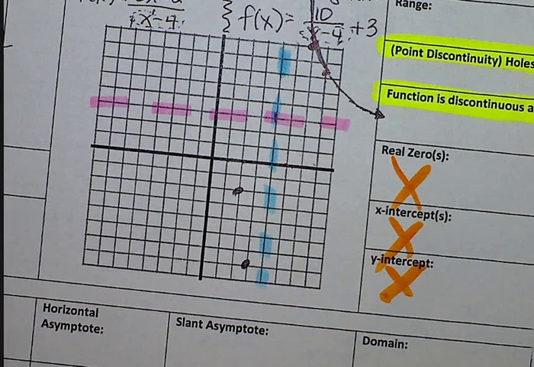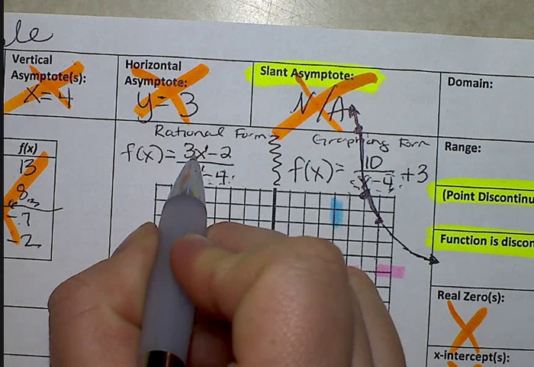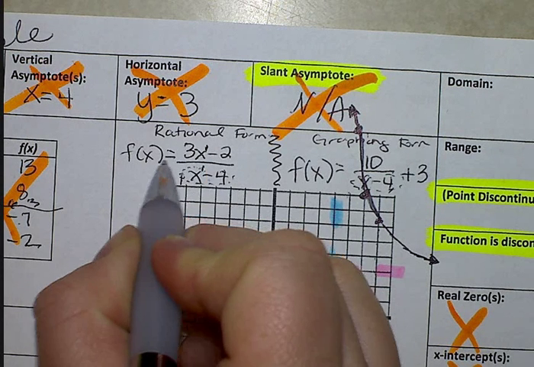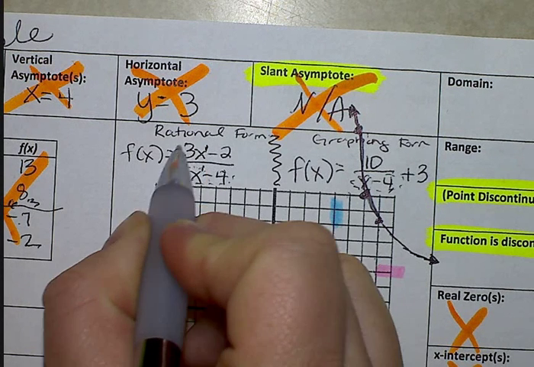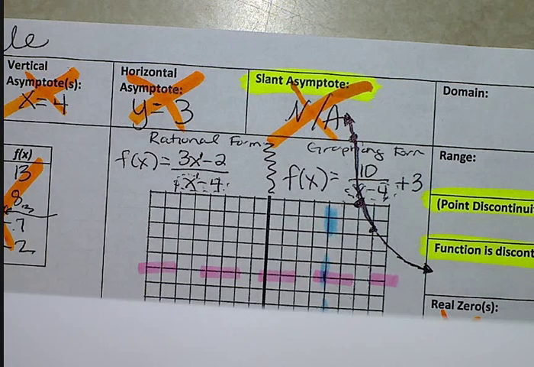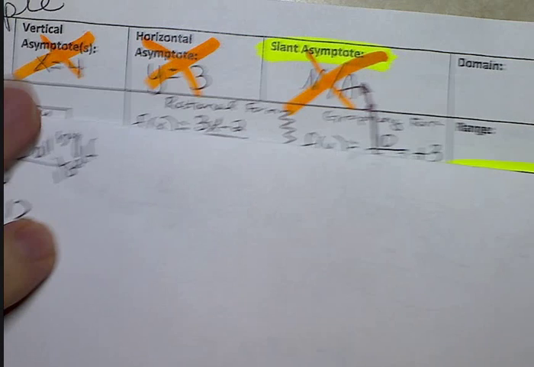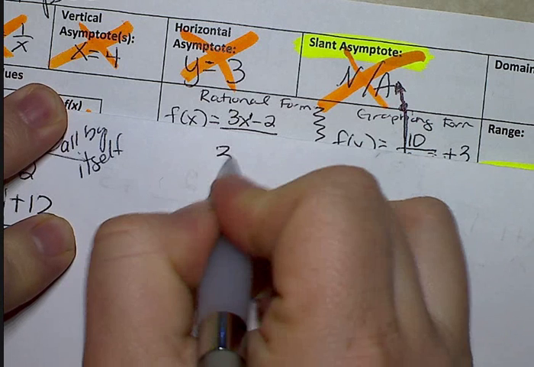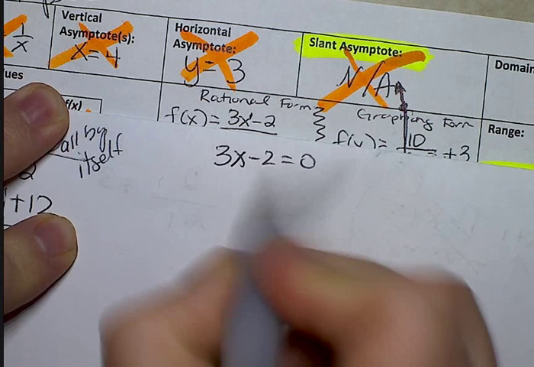To find out the zero, you're going to look at the rational form and you're going to find the numerator. Please write the numerator down on a separate piece of paper, set it equal to 0, and solve. Go ahead. Numerator in rational form equal to 0, and solve.